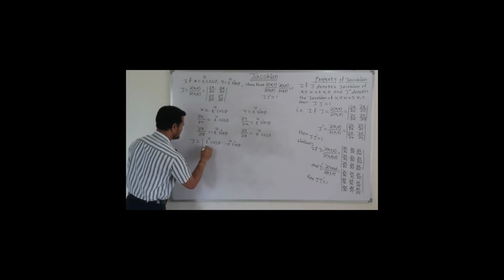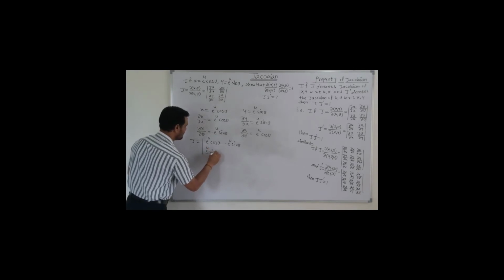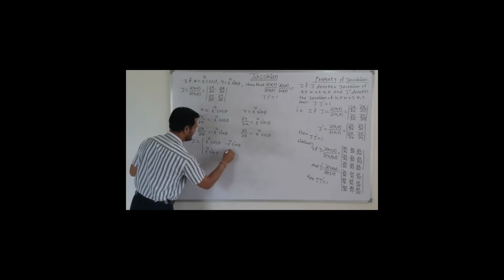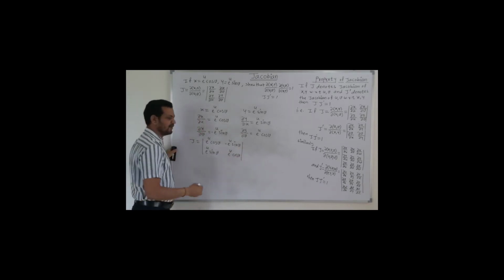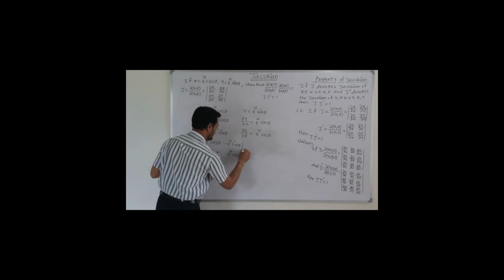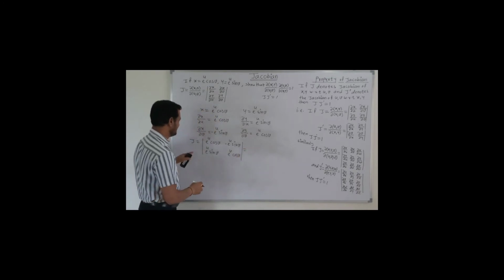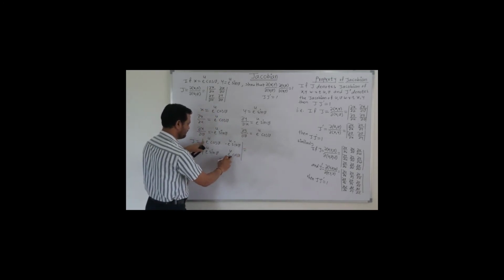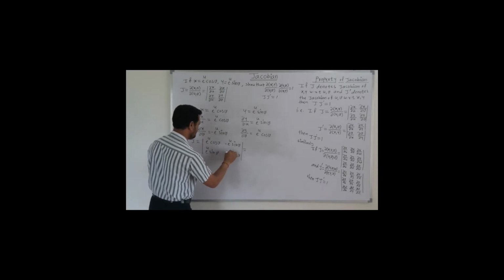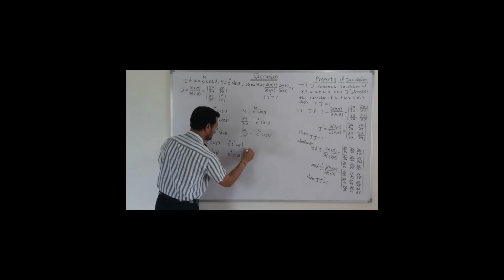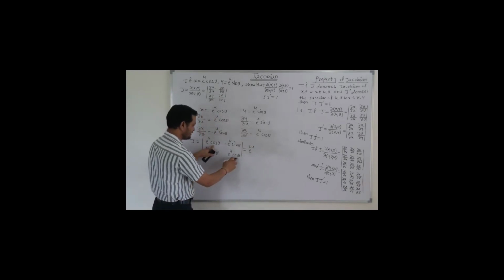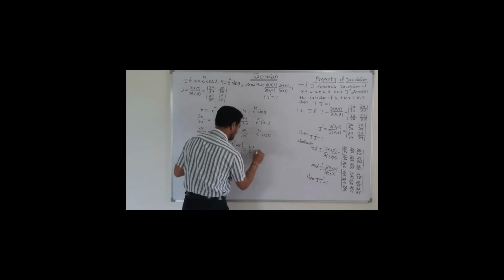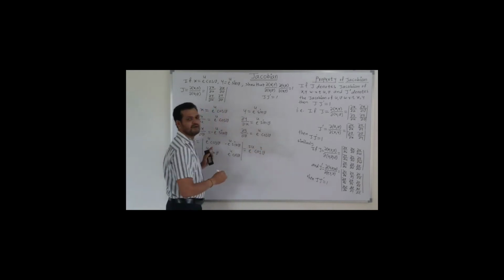Then again this is e raised to u into sine of v, then this is e raised to v into cos of v. Just simplify this determinant. So if we try to simplify this determinant, then we take the product of these two terms. This is e raised to u, so this is e raised to u. e raised to u into e raised to u is e raised to 2u, then this is cos v, so we get cos square of v.